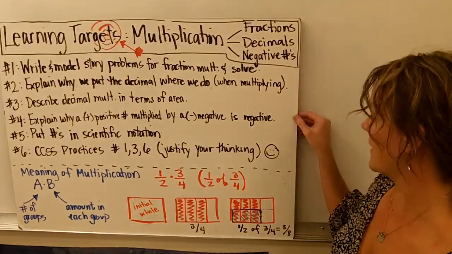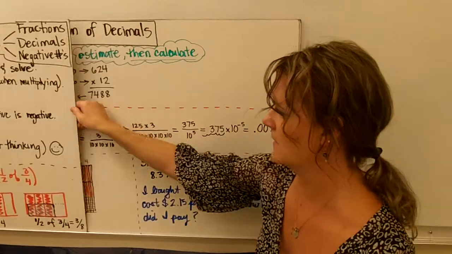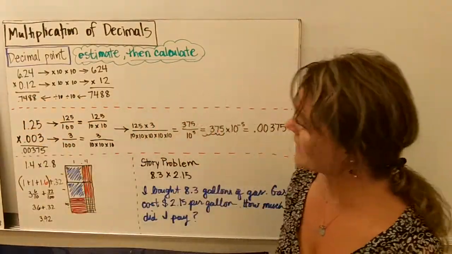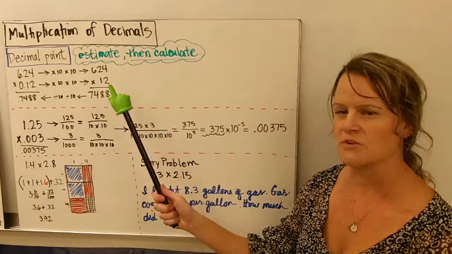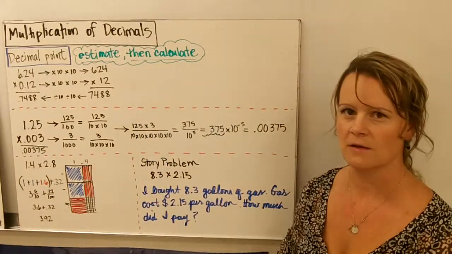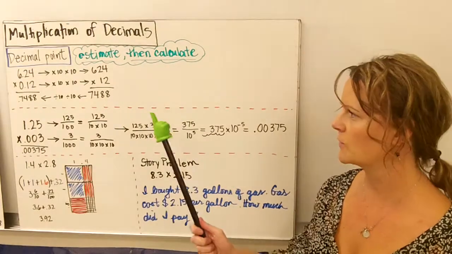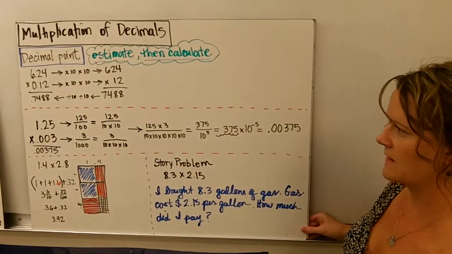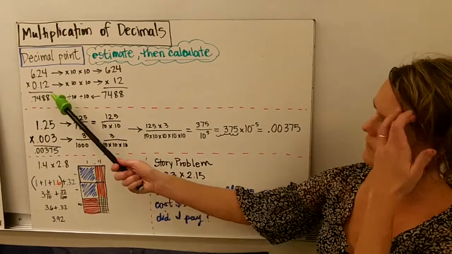Okay, so now let's talk about decimals and multiplying with decimals. So first let's talk about the decimal point. And I'm going to remind you that we should always estimate and then calculate for really any computation that we're doing. But let's talk about this one example. So we have 6 and 24/100 times 12/100.